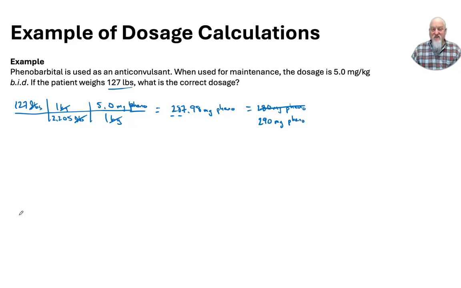So I checked myself there. It's a good thing to do, right? Because I would have been a little bit low. So 290 milligrams of pheno. When you learn this in nursing, they may have you do significant figures. They may not. They may just say do 288 or something like that. Okay? But I'm going to do significant figures because that's what we do in science.